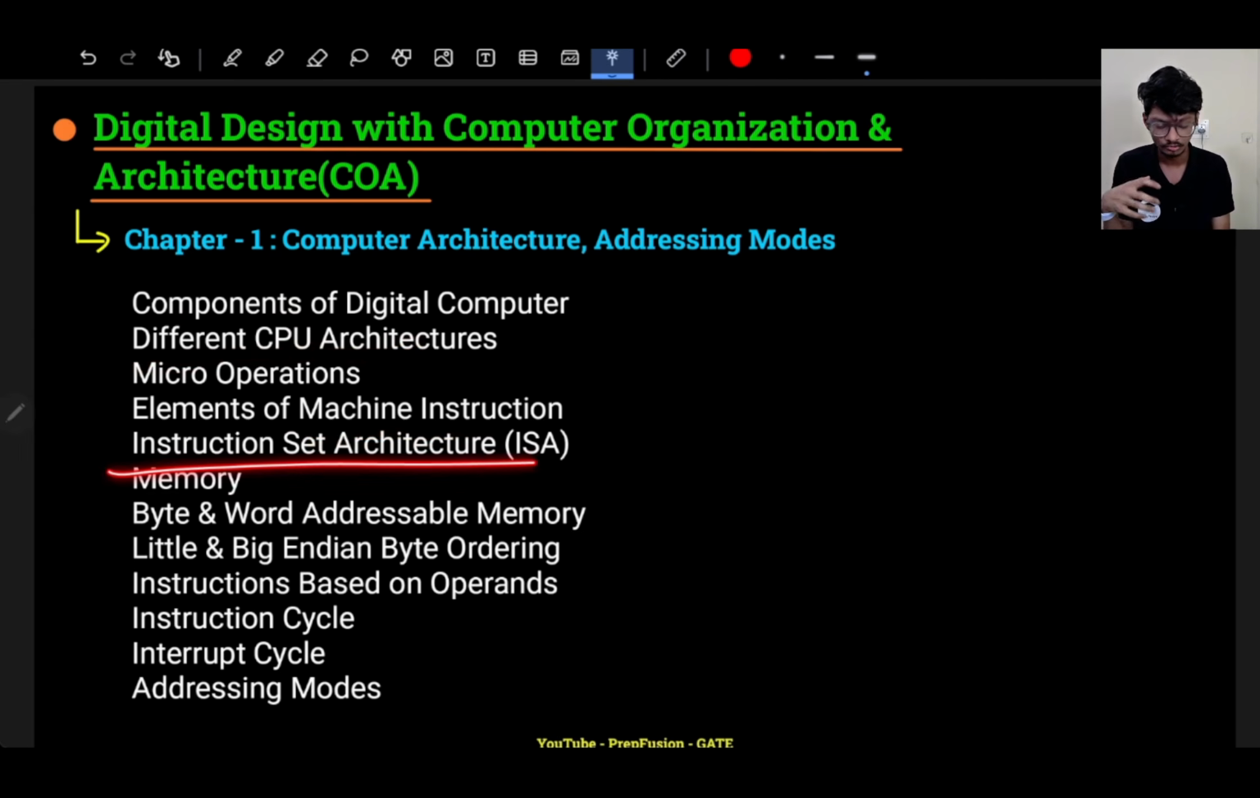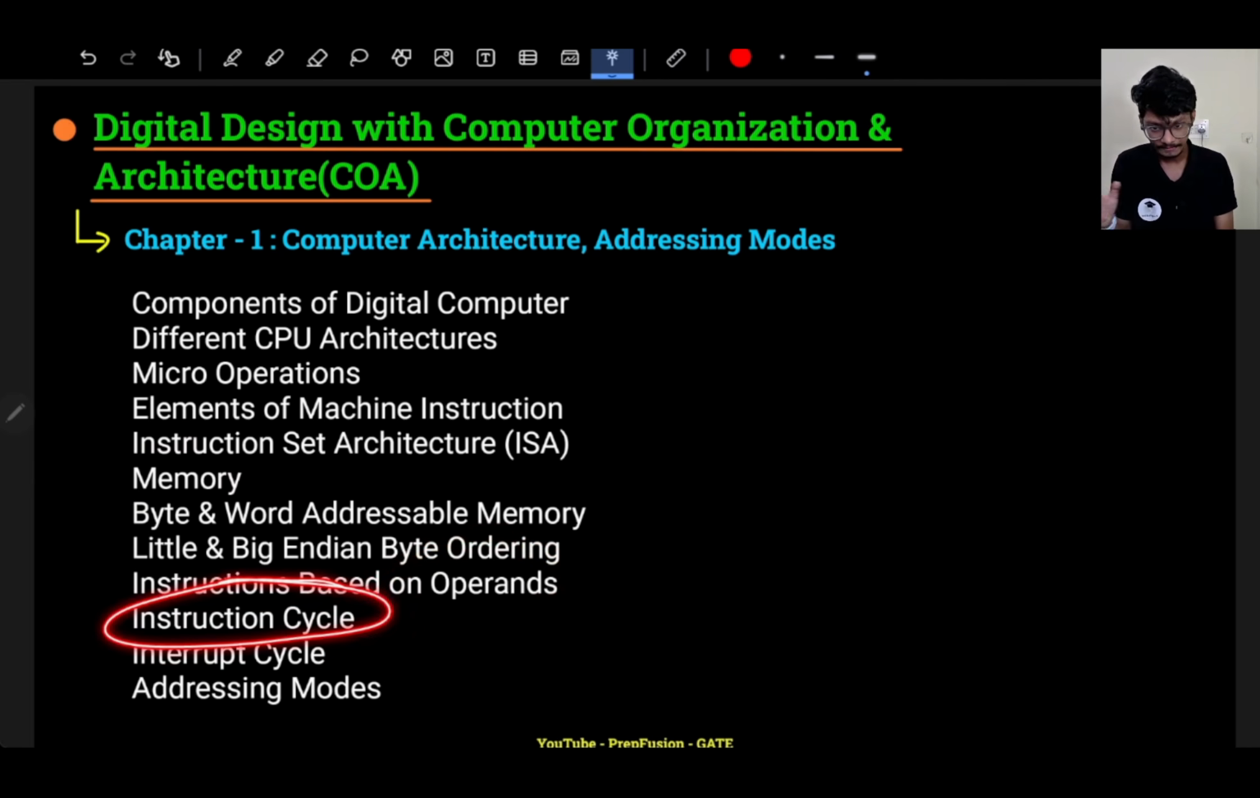Then there is a term known as instruction set architecture. Every computer will follow a certain instruction set. So what is instruction set architecture? Then we will discuss memory. We will discuss what is byte or word addressable memory, what is little and big endian byte ordering, what are instructions based on operands. There are many instructions that change depending on how the operands are used. What is an operand? That also I have explained. So you can obviously go and watch the videos.